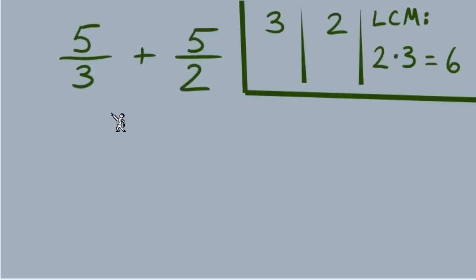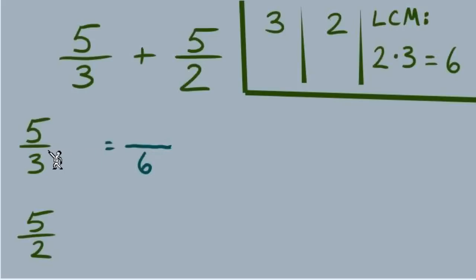The next part of this problem is how do we take these fractions and turn them into new fractions that will have a common denominator of 6. Well, I'm going to, down here, rewrite the 5 over 3 and the 5 over 2. And I'm also going to write that this fraction, I want to have it somehow equal a new fraction that has 6 in the denominator. I'll do the same thing with the 5 over 2.